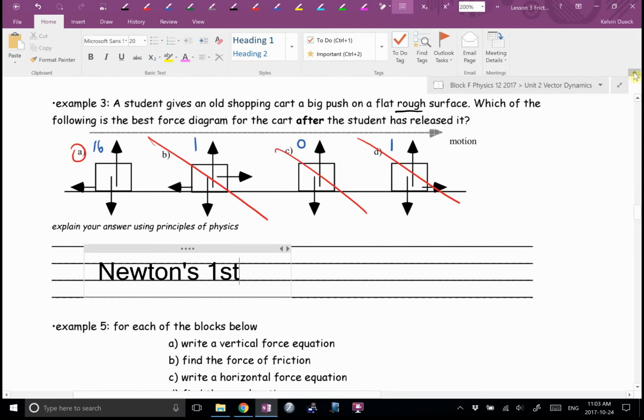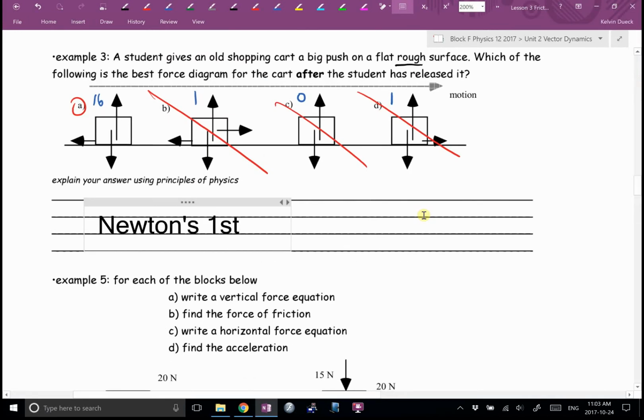Okay. And by the way, that explanation, Newton's first, I'd take that because you'd be saying, Mr. Duick, now, the longer version is: the only way we can be slowing down, let me phrase that differently, the only way we can be accelerating to the left is if we have an unbalanced force pointing to the left. The only diagram that works for that is A. Okay?